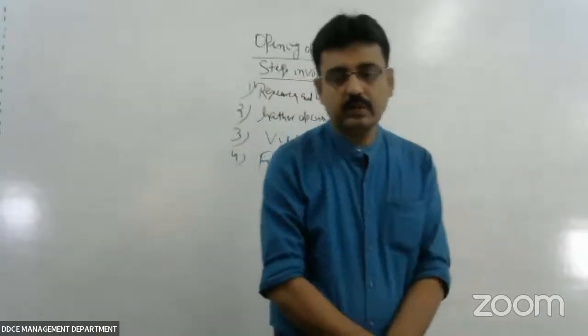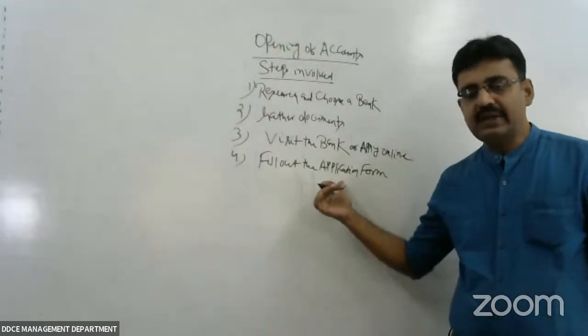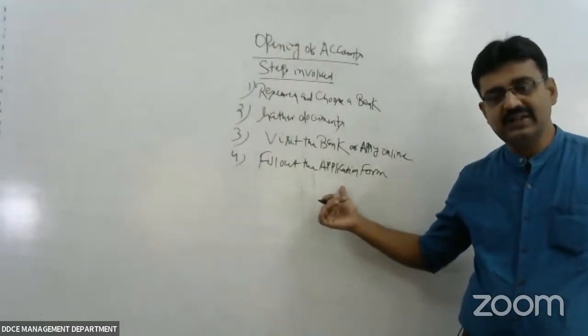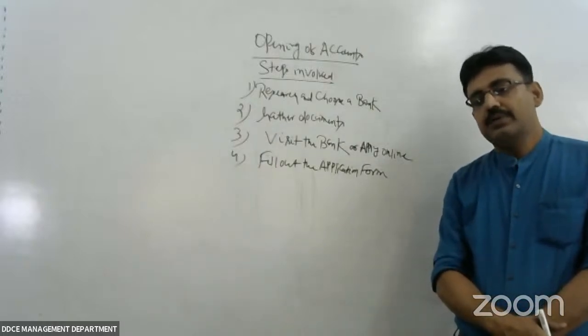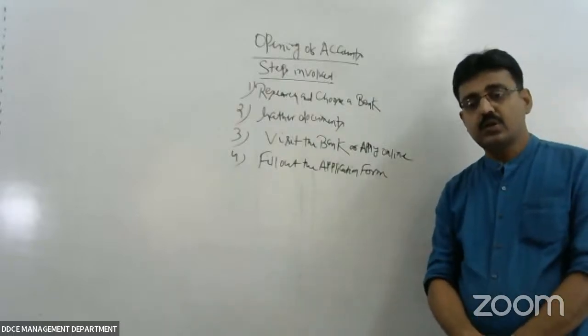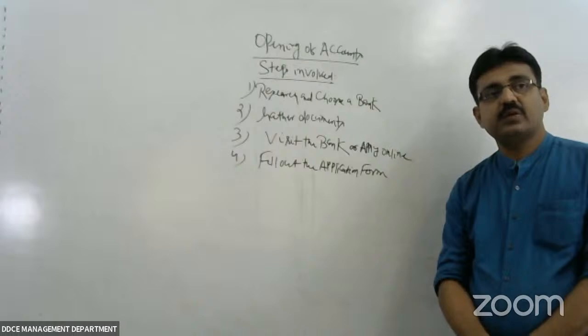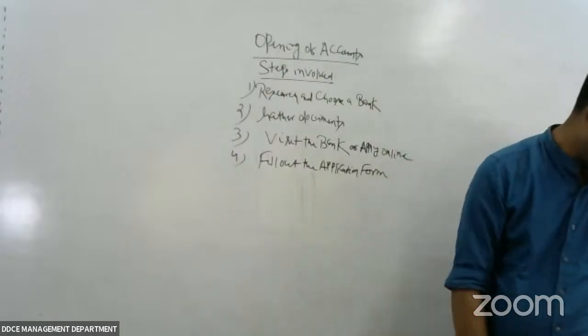Fill out the application form. One application form will be provided to you. Basically, it is in the form of an account opening form, and you need to fill out that form. Whatever is required to be disclosed, whatever is required to be filled up in the prescribed form, you need to fill it up.